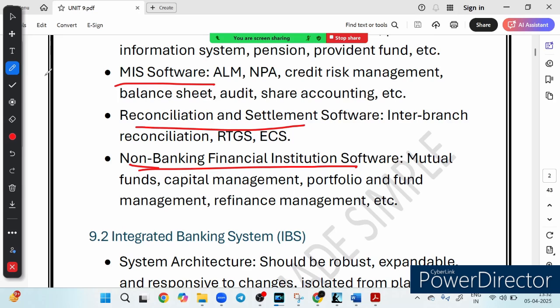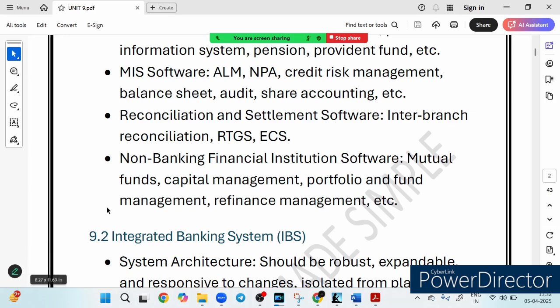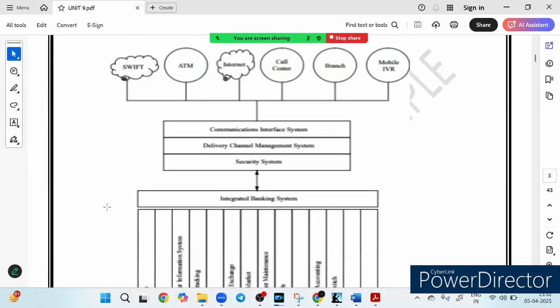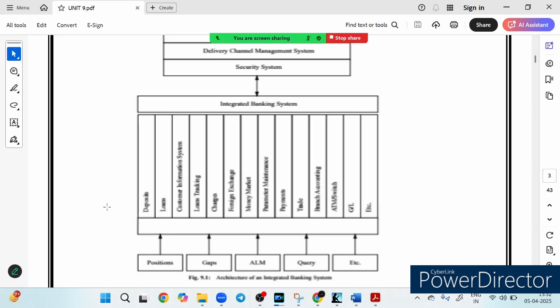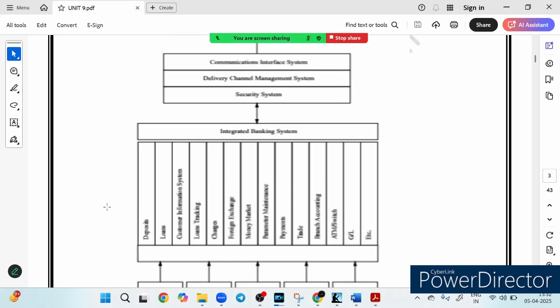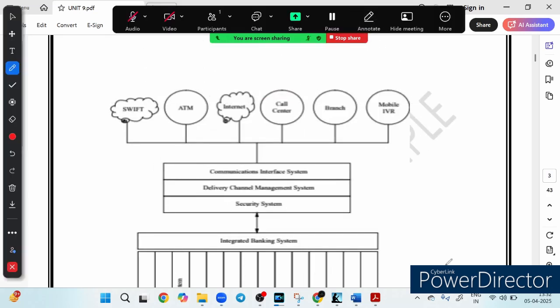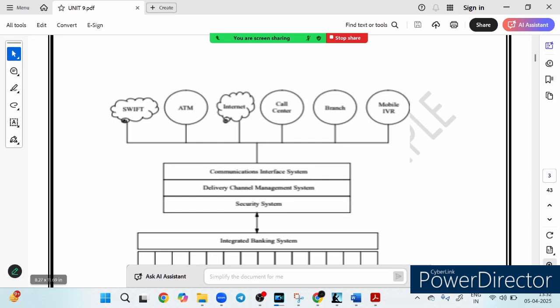Now friends, let's look at something called IBS. IBS, that's called system architecture, right? So basically, before moving into this, let me tell you about this particular diagram. This explains the IBS in clear fashion. So friends, let's decode this particular figure. So let's start from the top, the entry point. You can see at the top we have some entry points. Let me zoom a little bit so that you can clearly see the written words.